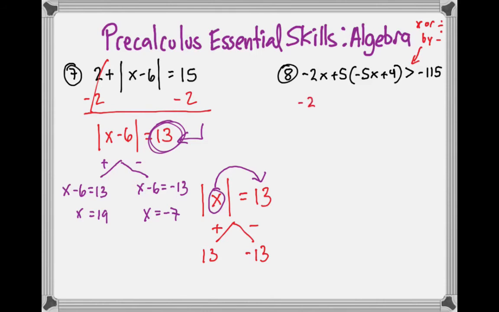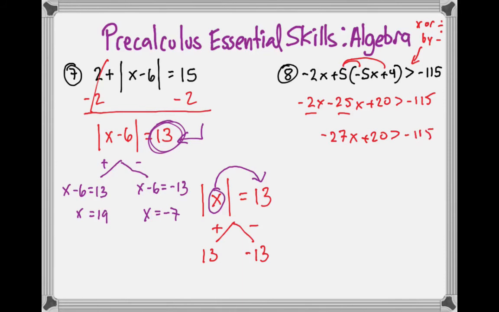So, we're going to bring everything down and use the distributive property to clean up those parentheses first. That's going to give me a negative 25x and a 20 over here, and I have some collecting like terms to do on the left side. For example, those guys. So that's going to give me negative 27x plus 20 is going to be greater than negative 115.